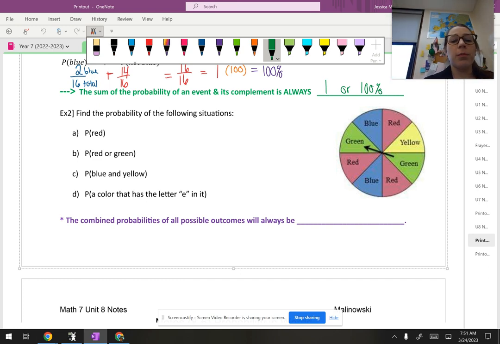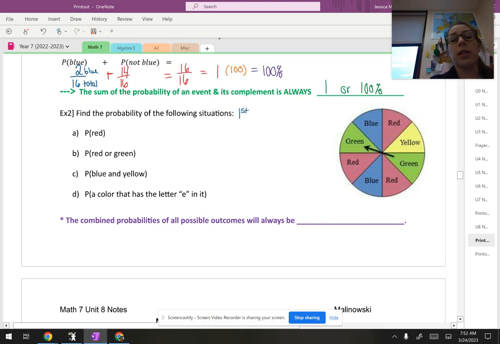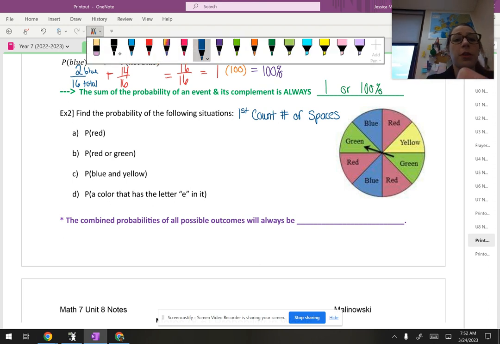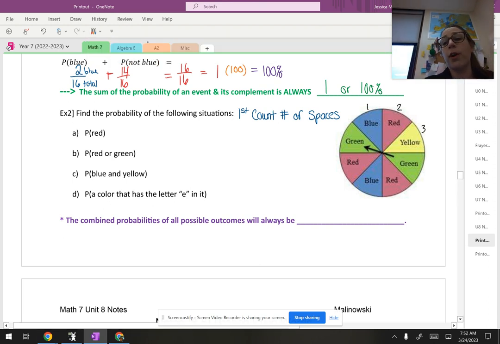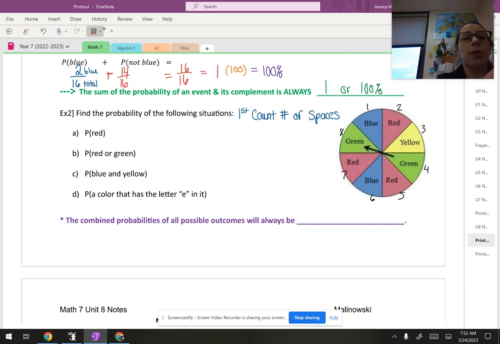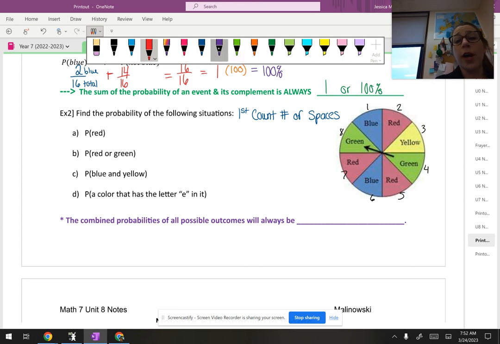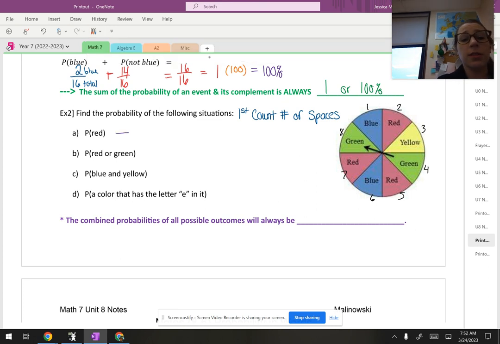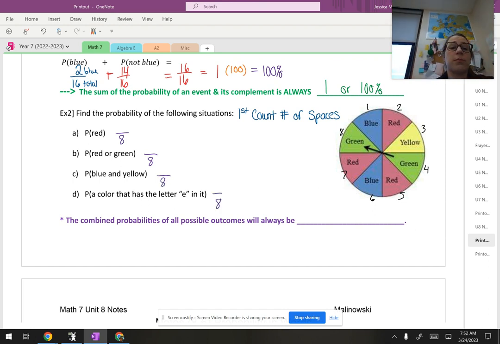All right, so finding the probability of the following situations. So first thing I'm going to start with is counting the number of spaces. And I recommend being careful when you do this, marking up your diagram, even go so far as to take the extra 10 seconds to write down the numbers. So you know that every single one of these fractions, every single one of my probabilities, because it does not say decimal, so I'm assuming it's a fraction, every single one of these is going to have a denominator of 8, because that's the total number of spaces.